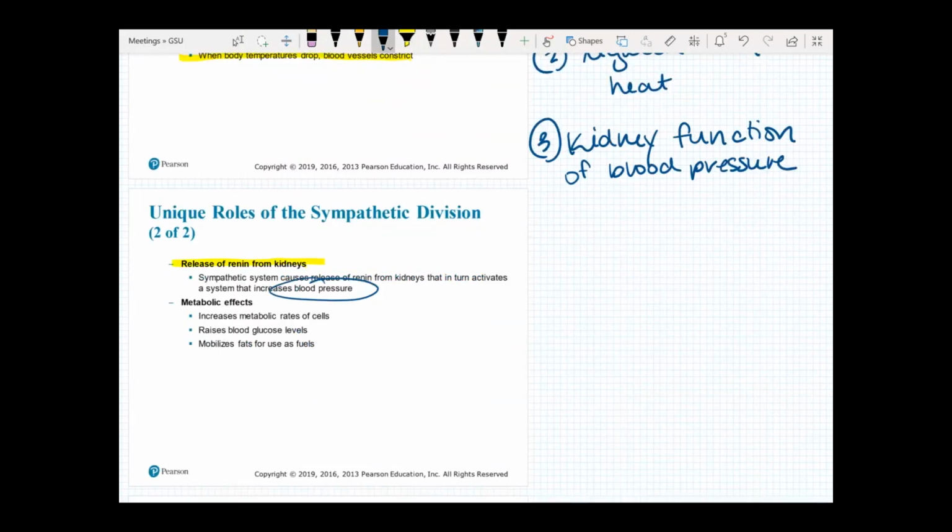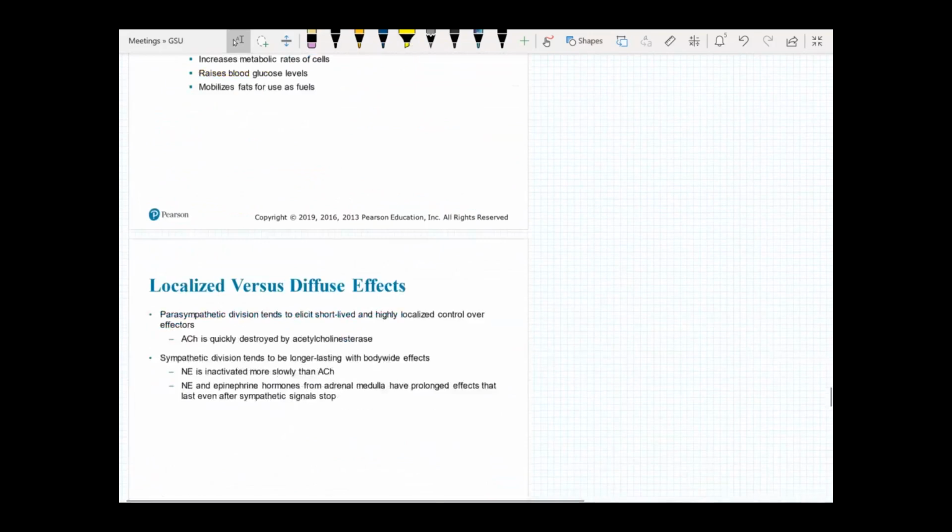And then it is also going to be metabolic effects. So your sympathetic nervous system is going to be responsible for increasing the metabolic rate of your cells, which will raise blood glucose levels and mobilize fats for use as fuels. So your metabolic system, the ability to use your fat in order to burn off your fat, in order to create that energy that we've talked about previously in this course, is controlled by your sympathetic division. So all of your metabolic components of your cell is controlled by this division.